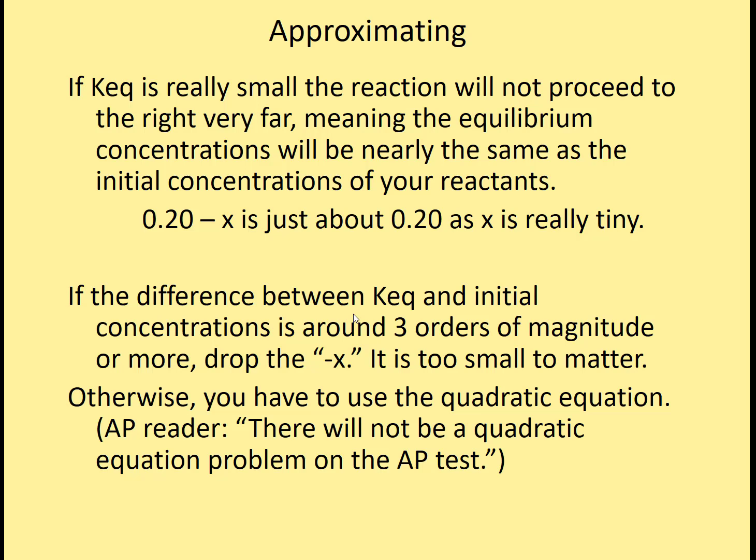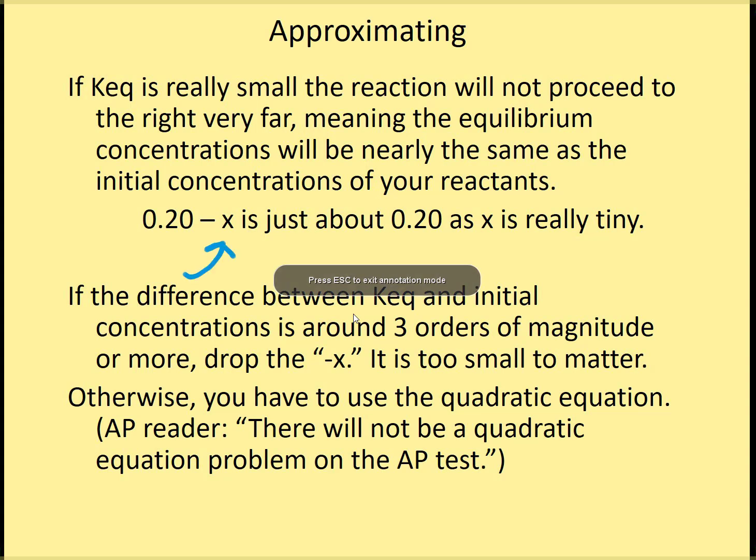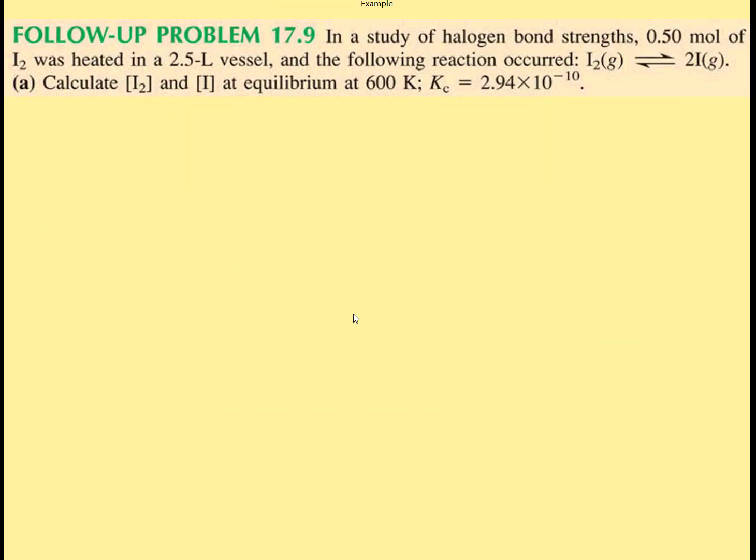So we are going to approximate. When we have situations where we have to use the quadratic equation, we're going to drop this little minus x part, okay? Just like this says, 0.2 minus x, if x is very, very, very tiny, I'm just going to get 0.2 by the time I do sig figs. And let me show you a problem like this. Sometimes when we're doing our math, we are going to do some approximating.